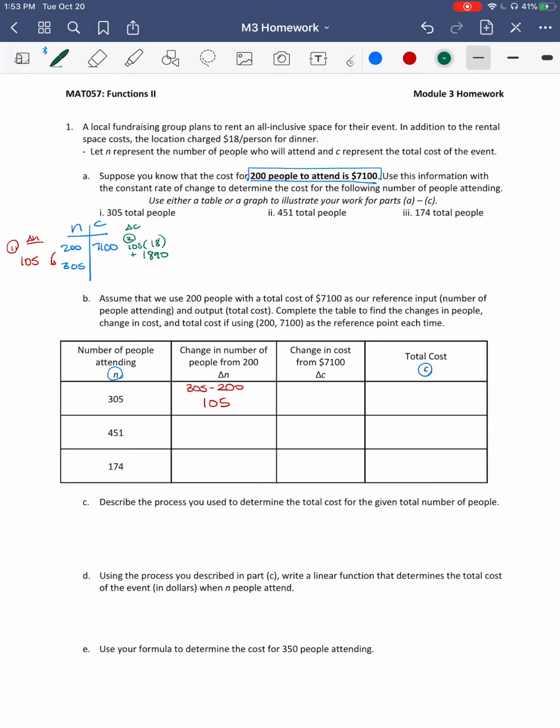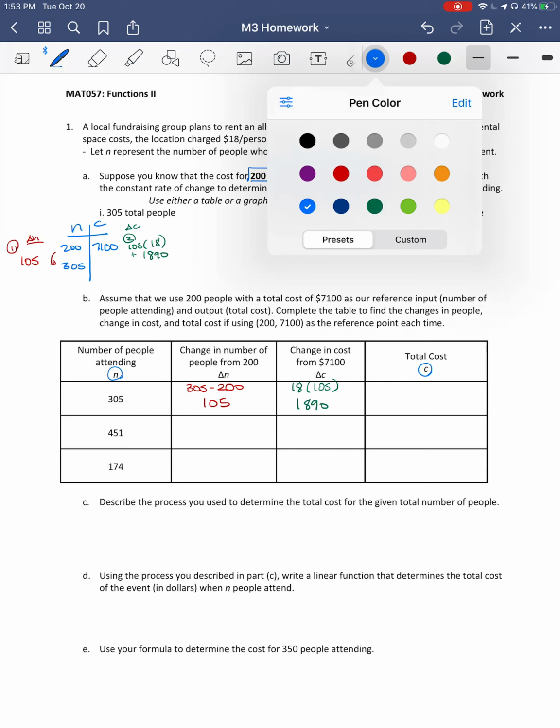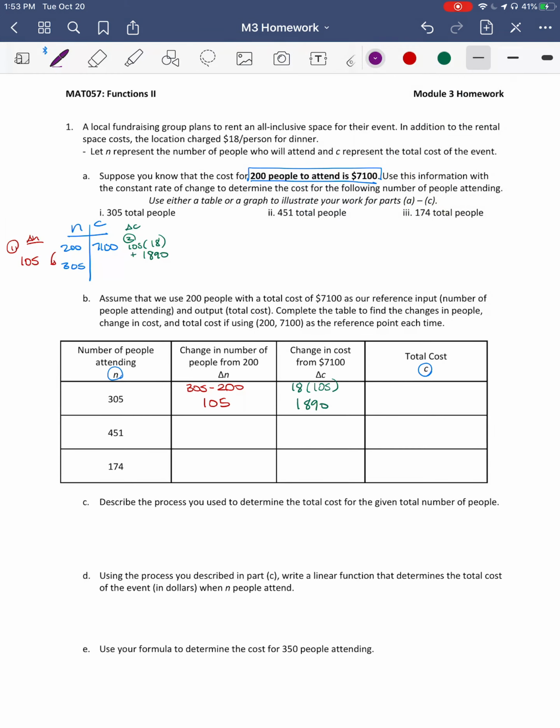I'm going to do my rate times my change in number of people, and I'm going to get 1890. And then my final step is going to be to take that 7,100 and add my cost of 1890. I'm going to get a total cost now of 8990. So if I take the cost I knew, the $7,100, my cost went up by 1890. Now my total cost is 8990.